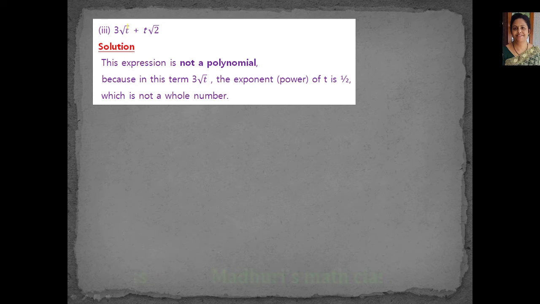Now 3 root t plus t root 2. Here root t. So that means variable is under a root. So this expression is not a polynomial, because in this term 3 root t, the exponent power of t is half, which is not a whole number.